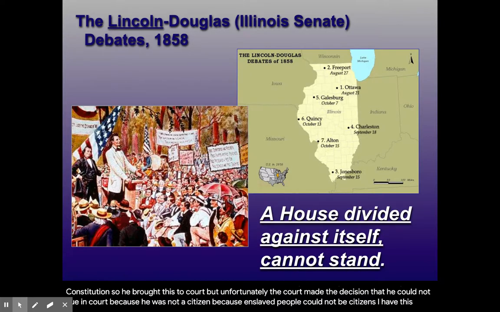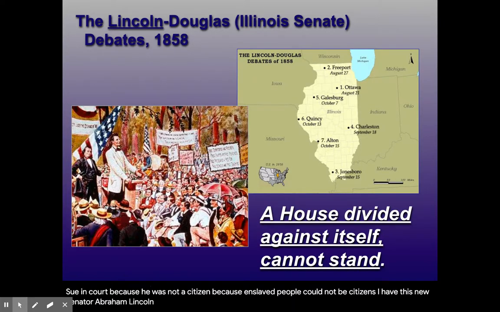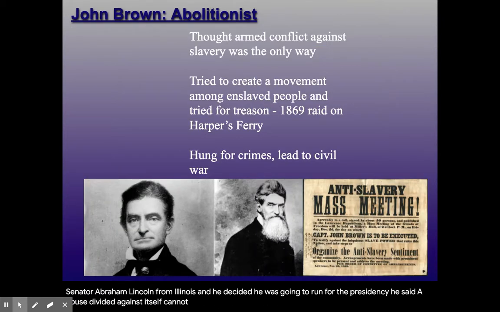So we had this new senator, Abraham Lincoln, from Illinois, and he decided he was going to run for the presidency. He said, "A house divided against itself cannot stand."